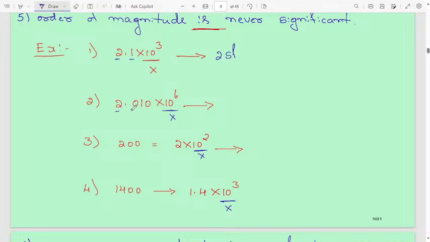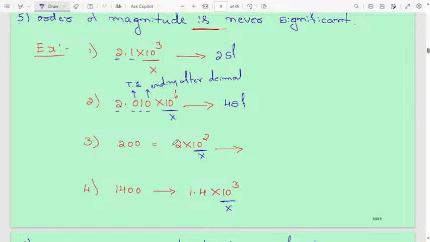Then this 2.010, here you have four significant figures. These two zeros we can consider: after the decimal you have the 0, so this 0 is a trapped 0, then this number is an ending 0 after the decimal. Therefore, these two zeros are also significant. 1, 2, 3, 4, four significant figures. This 10 to the power of 6 is not significant.